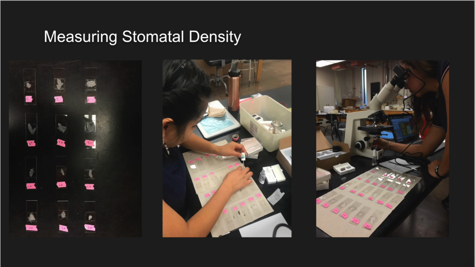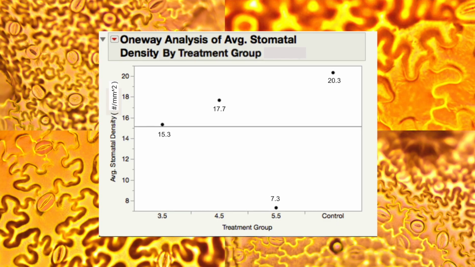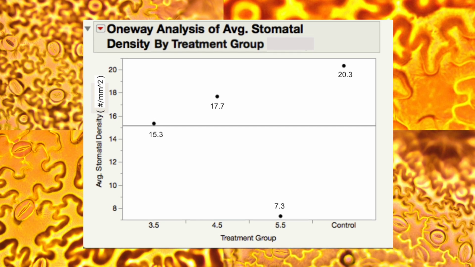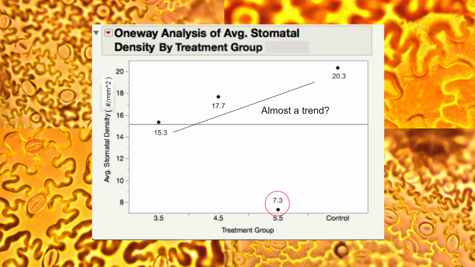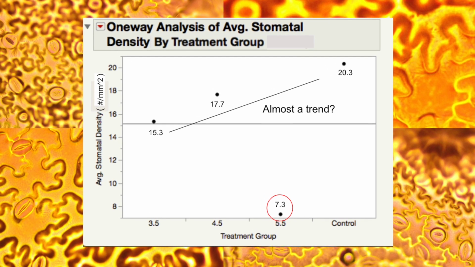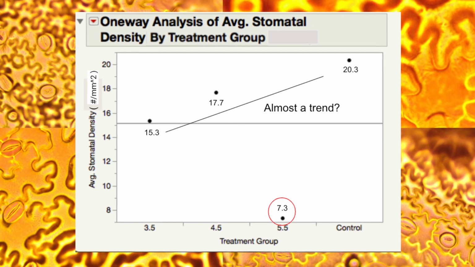We measured stomatodensity, collecting 3 different leaflet peels from each group. Our results indicated a correlation between stomatodensity and acidity, with 5.5 being an outlier. The decrease of stomatodensity in relation to the decrease of pH supports our hypothesis.